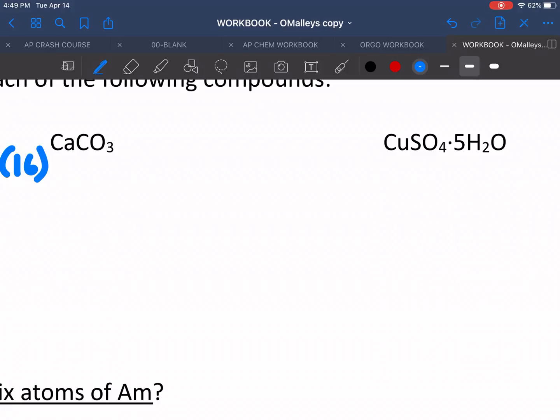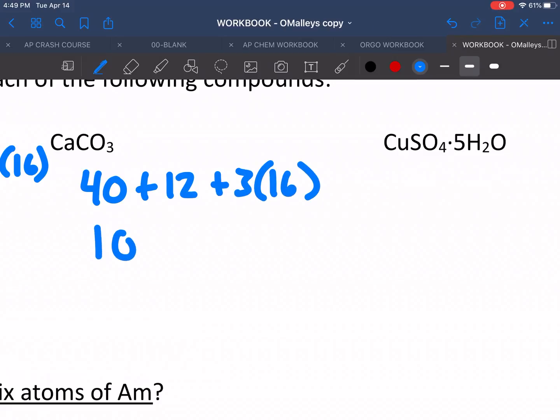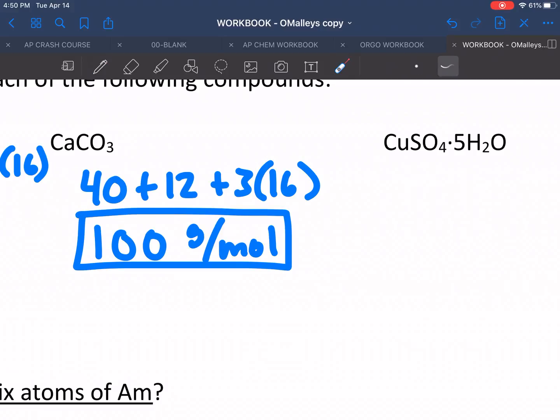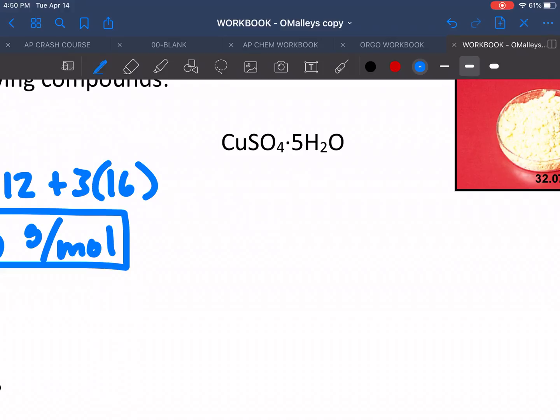Okay, let's see how you did. So calcium carbonate: calcium is 40, carbon is 12, and oxygen is 16 times 3. You add that up, you get a very nice even 100. The SAT chemistry test loves to use calcium carbonate because it's a very easy molar mass to do conversions without a calculator. Now, copper sulfate.